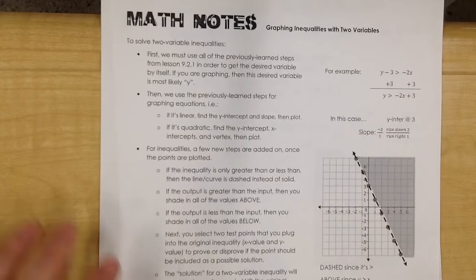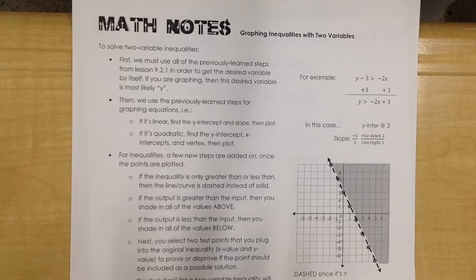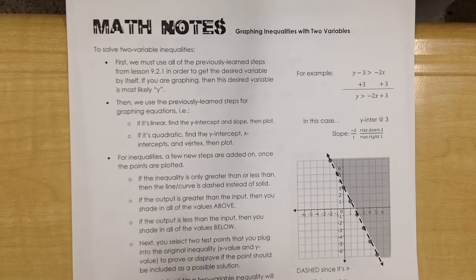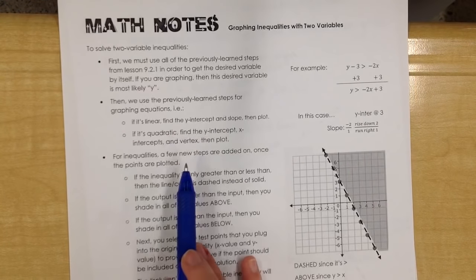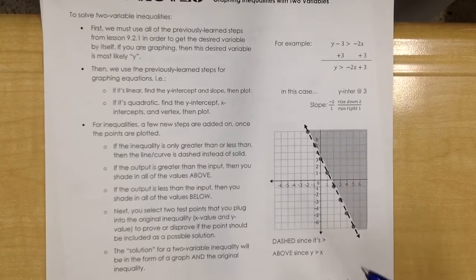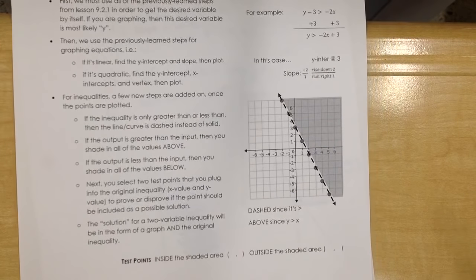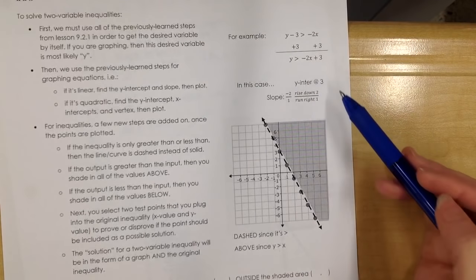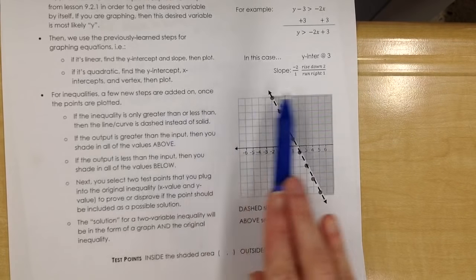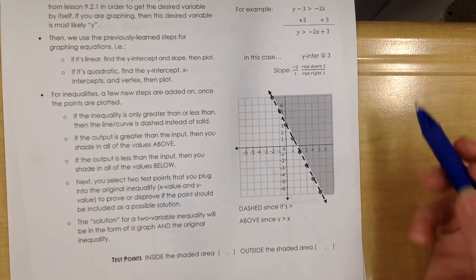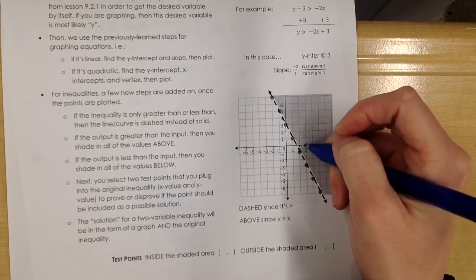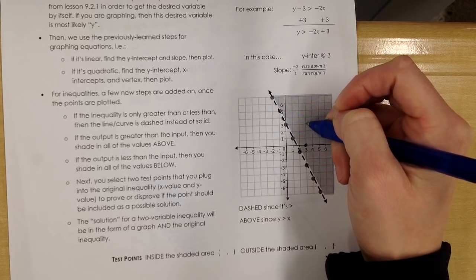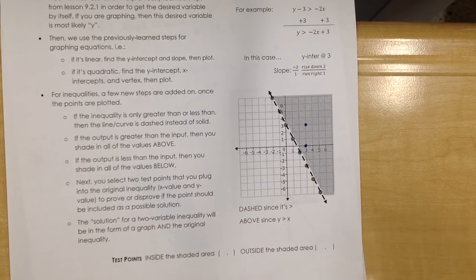You'll be receiving this worksheet with step-by-step instructions as a refresher or reminder for your math notes of how we do linear inequalities. And you can see that this is the same exact equation, y is greater than negative 2x plus 3, and it has all the step-by-step instructions for you. Just remember that any number over here that works out to be in the shaded area is a possible solution.